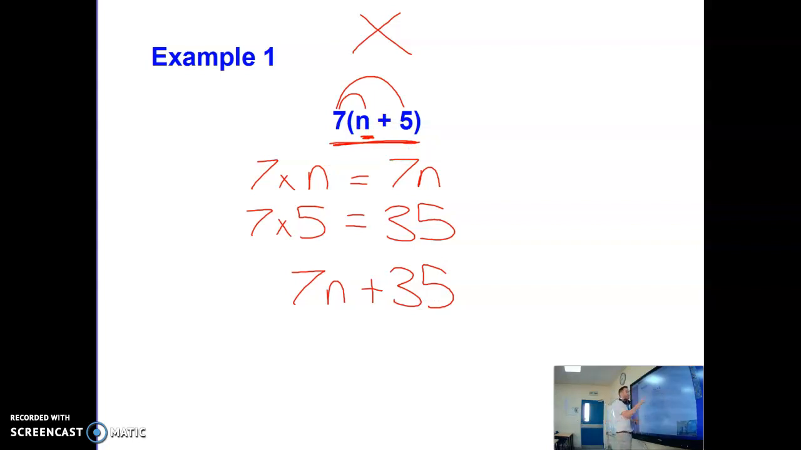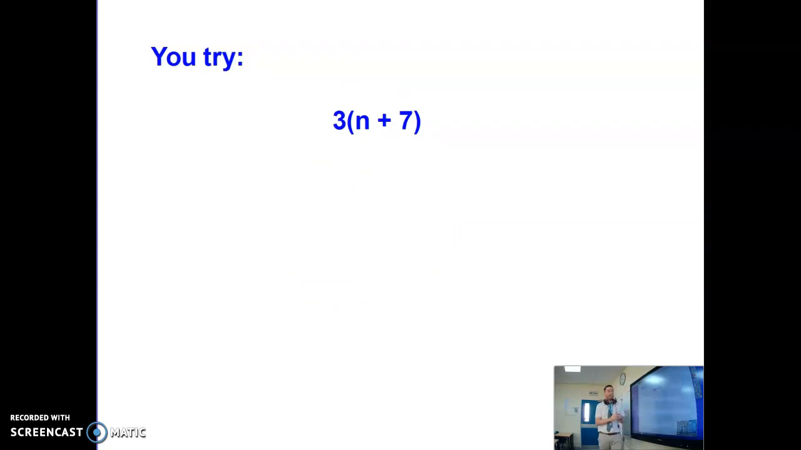Okay, so let's just repeat that. I take the number outside the bracket, I multiply it by the first term, we call this a term, and then we multiply it by the second term, and then we add them together at the end. Okay, 7n plus 35. Right, here's one for you to try. Try this one, 3 lots of n plus 7. I suggest you pause the video now, press pause, give it a try.